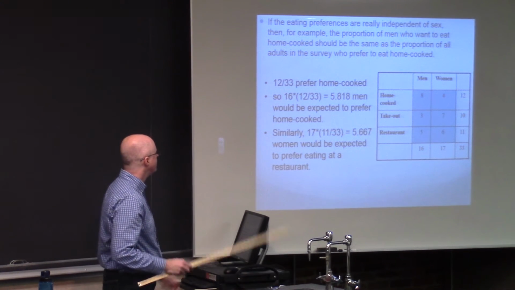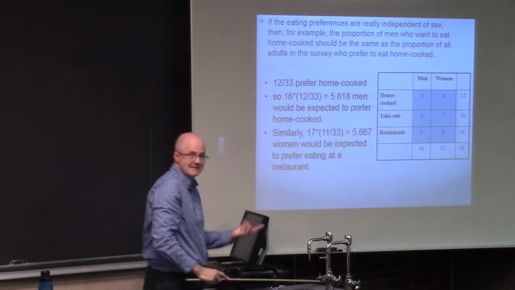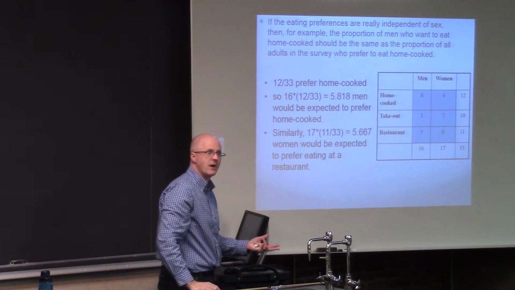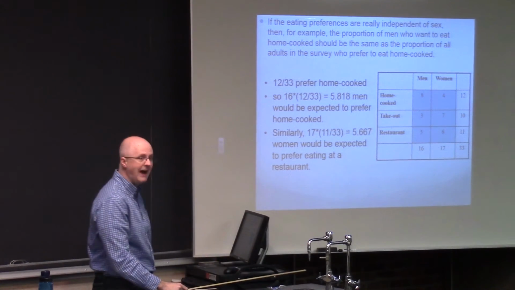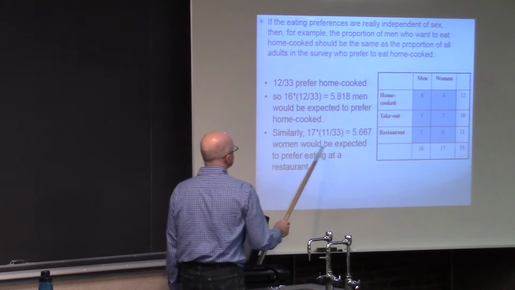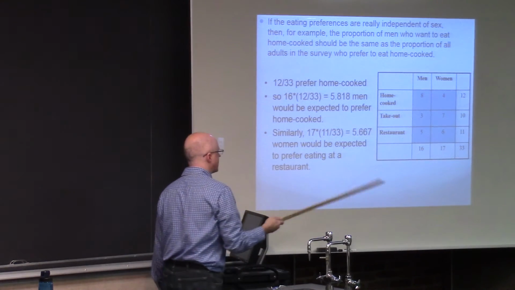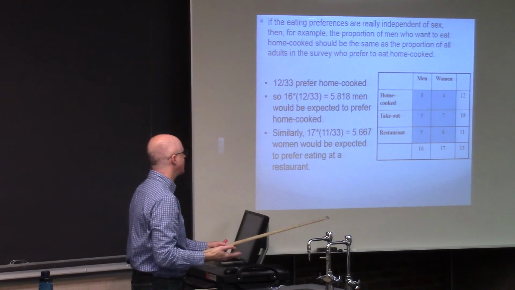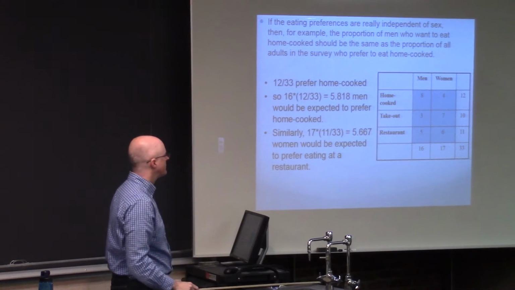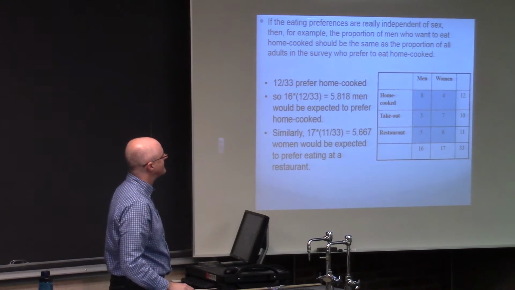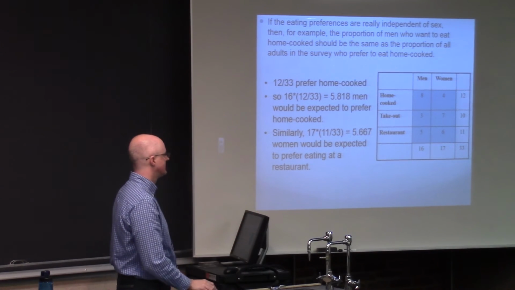Similarly, for the women, if you focus on eating at a restaurant, overall 11 out of 33 of the adults, exactly 1/3, want to eat out at a restaurant on a Friday night. For the women, it was 6 out of 17, which is a little higher than 1/3. Since there are 17 women, if you take 17 times 11 over 33, which is again the proportion of the adults overall who want to eat out at a restaurant, you get 5.667. That would be the expected number of women who would want to eat out at a restaurant on a Friday night if that proportion matched the true overall population proportion for all the adults.